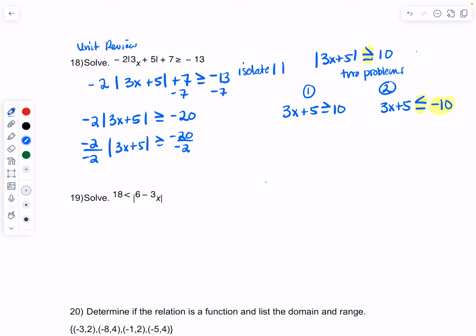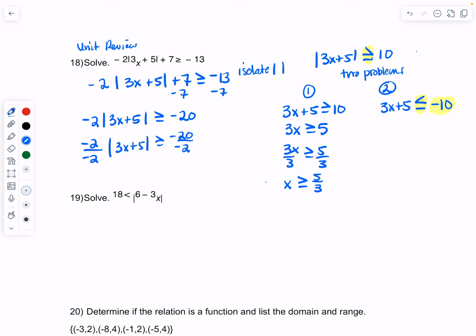Okay, all right, now I solve. So 3x is greater than or equal to, if I subtract 5 from both sides, I get 5. Now I'm dividing by 3. I do not have to change my inequality sign because that coefficient in front of x is positive. So x is greater than or equal to 5/3. Okay, there's one of them.